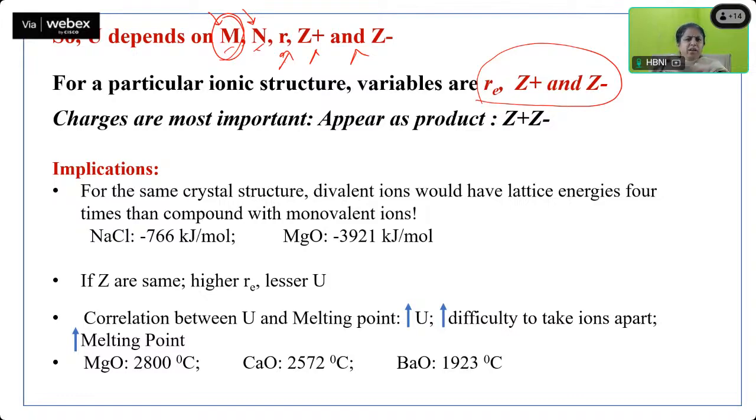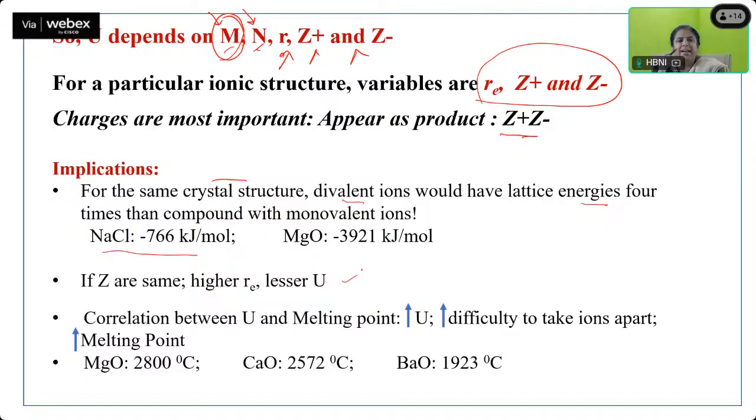Now, how do we use this in practical application? For the same crystal structure, let's say I'm talking about rock salt, if your ions are divalent, then the product of charges would be 2 into 2, 4, as compared to NaCl, 1 into 1, 1. The lattice energy would be 4 times that of the compound with monovalent ions. And visible here, NaCl and MgO, same structure, but the lattice energy of NaCl is minus 750 and MgO is roughly around 4000.